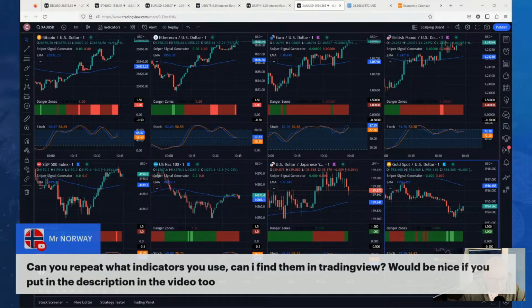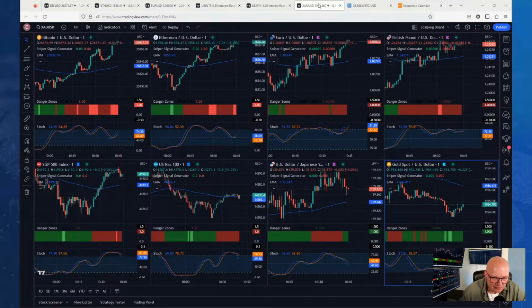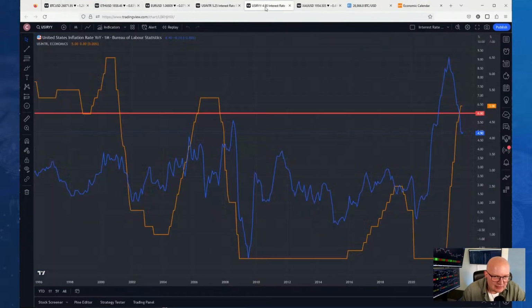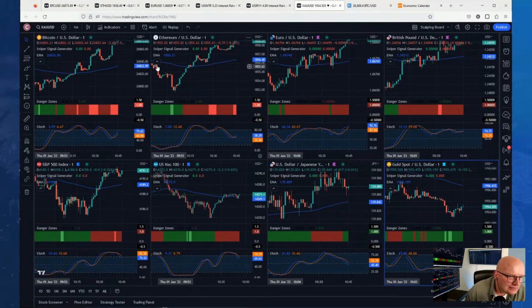Mr. Norway, can you repeat what indicators you use? Can I find them on TradingView? No, these are custom-made. 2 out of the 4 indicators I'm using here are custom-made indicators. So I coded those myself. And just hold on quickly. I want to see, maybe we are getting something there soon in terms of signals.